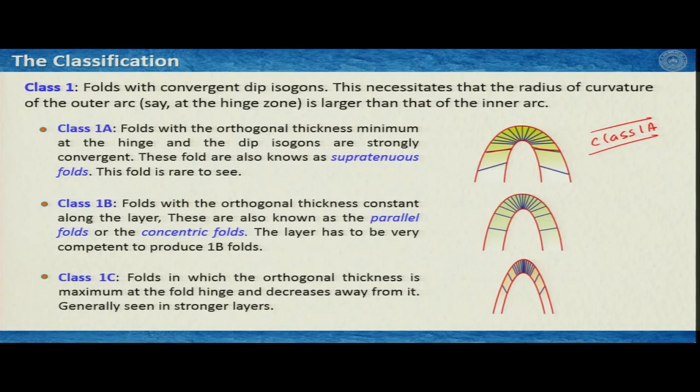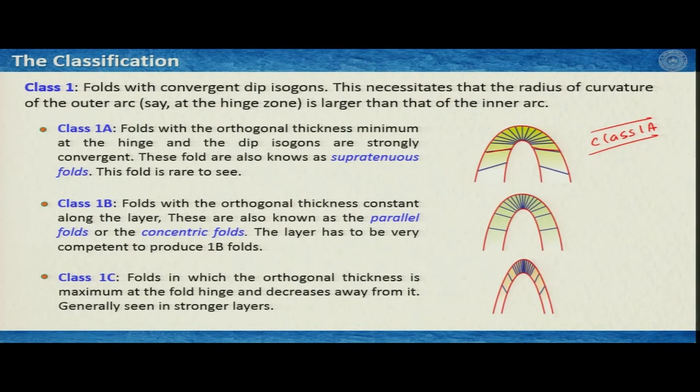In class 1B, the folds have orthogonal thickness constant along the layer. So, here, the outer layer and the inner layer are arranged in such a way that along the hinge and along the limb, anywhere, the orthogonal thicknesses are constant. In such a condition as well, you will have your dip isogons converging towards the fold core.